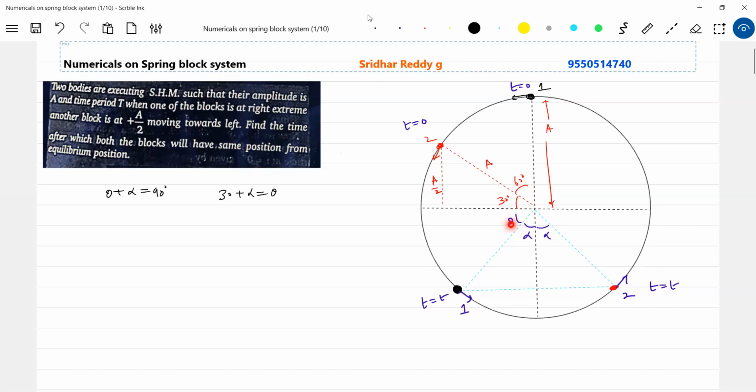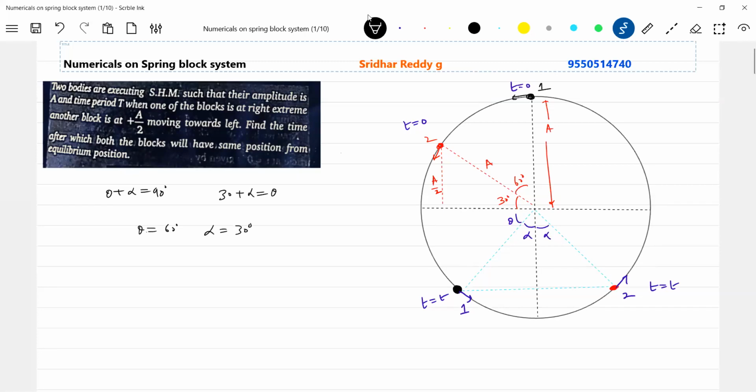90 plus theta is the angular displacement. Then particle 2 will move like this, no? Then 90 degrees is what it describes here. So what remains? Theta. The theta should be 30 plus alpha. Solving this, I think we'll get theta as 60 degrees and alpha as 30 degrees.